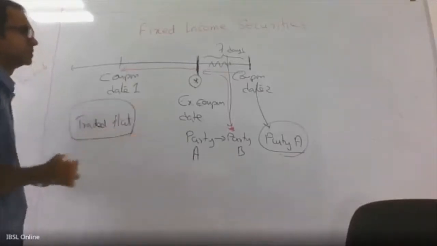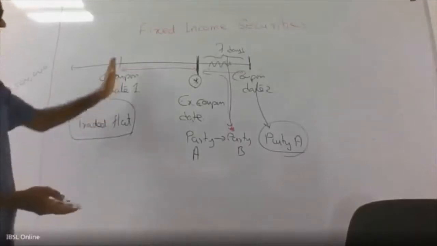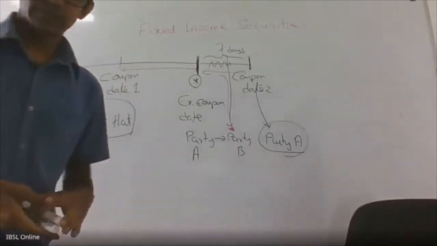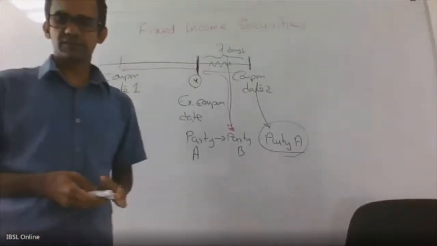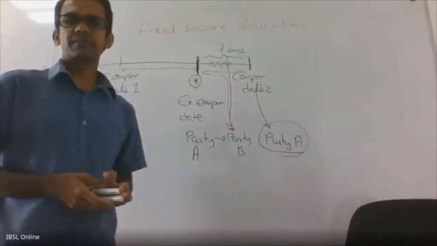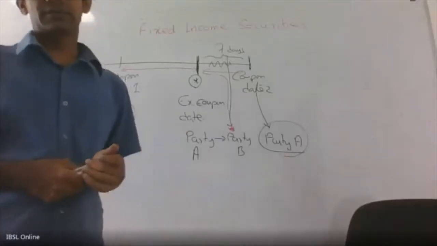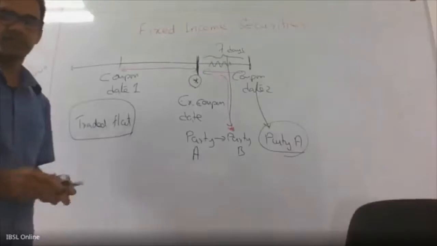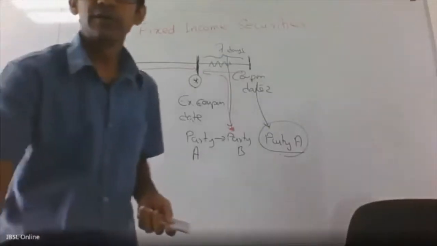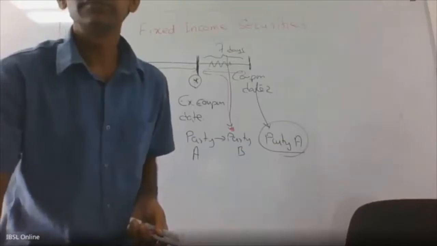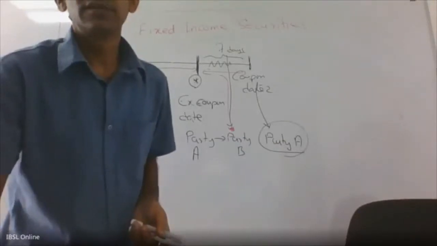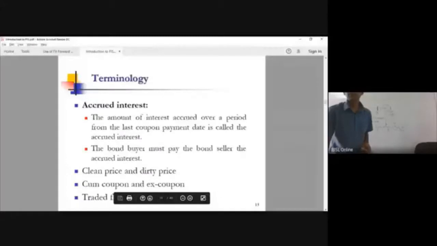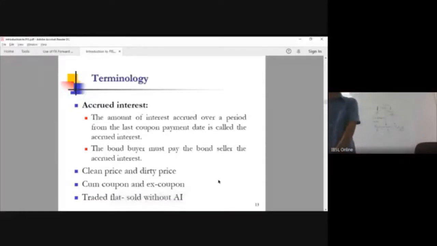What would happen if the settlement date falls on a coupon date? If the trade gets settled on a coupon date, there's no accrued interest on that. So therefore, clean price equals dirty price. There is no coupon on the bond on that date, so we call it traded flat. There's no accrued interest component in the pricing.